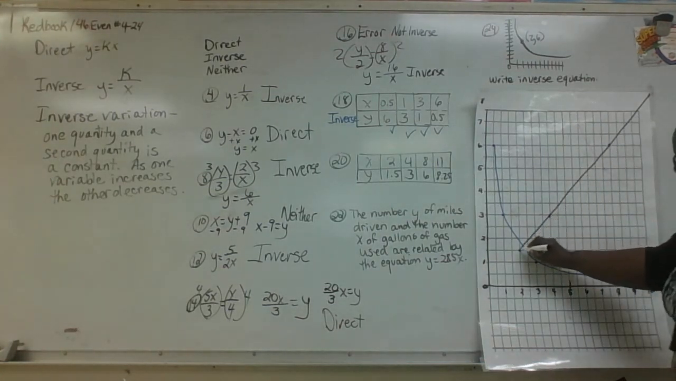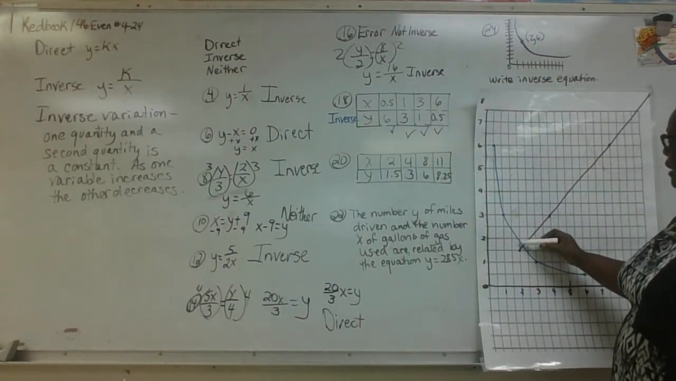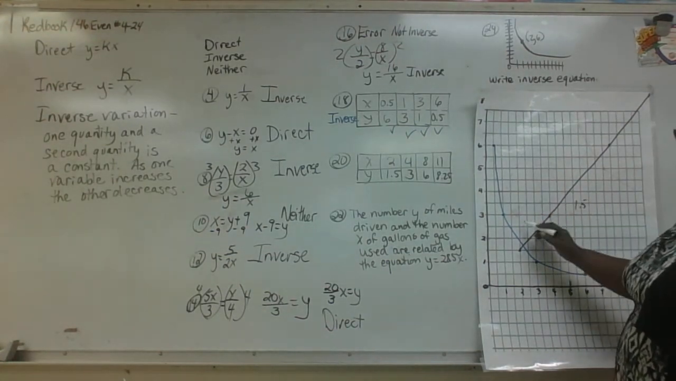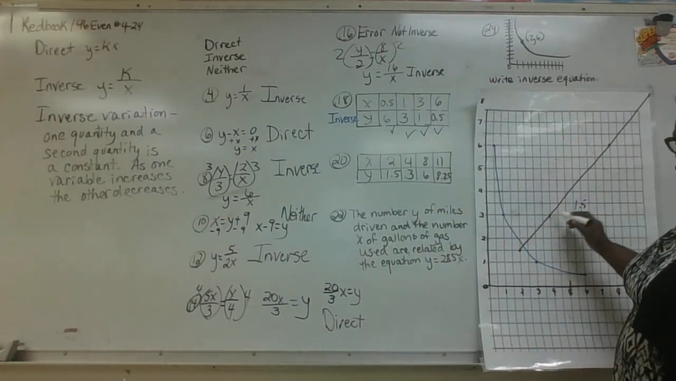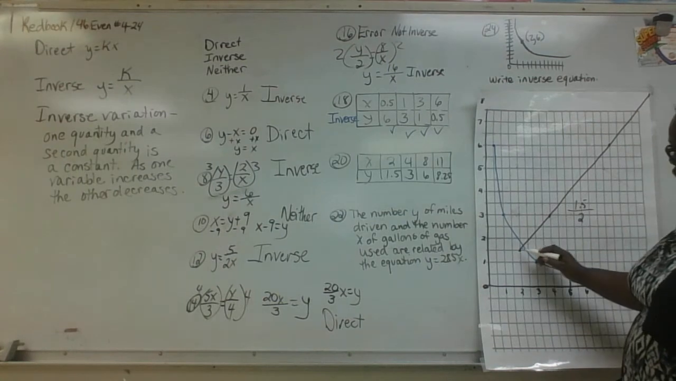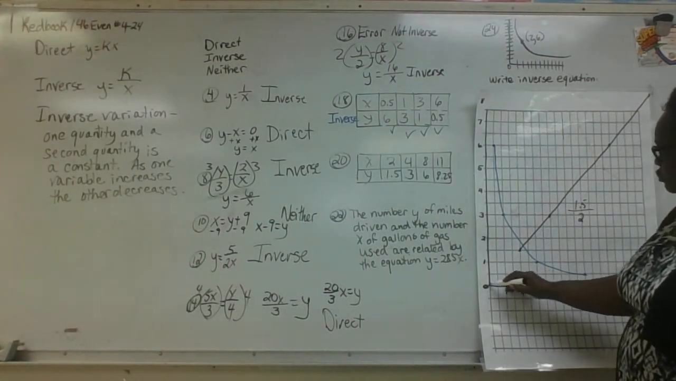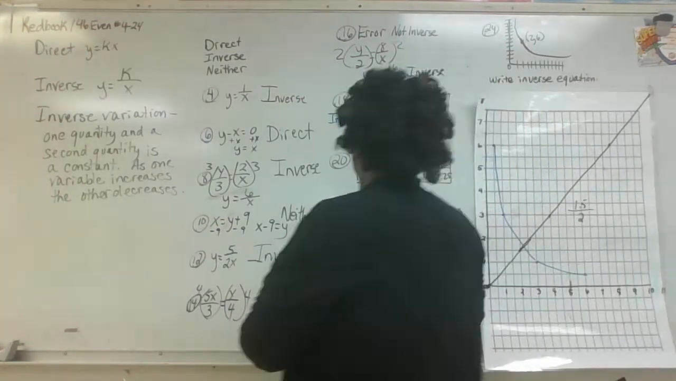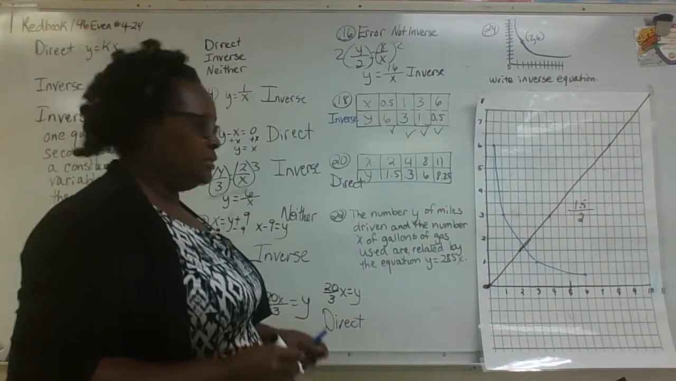Question is, does it go through the origin? Well, let's see. Let's get our slope. Our rise is 1.5, and our run is 2. So yes, it goes straight through 0, 0. So this will be direct. All right, I need to hustle.